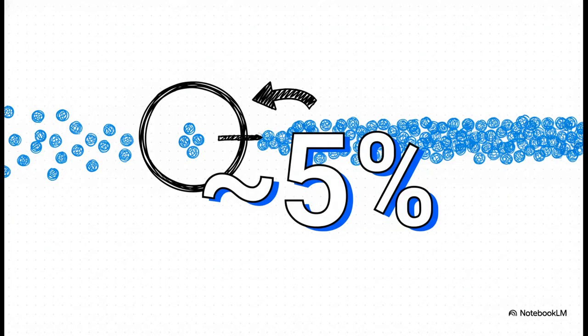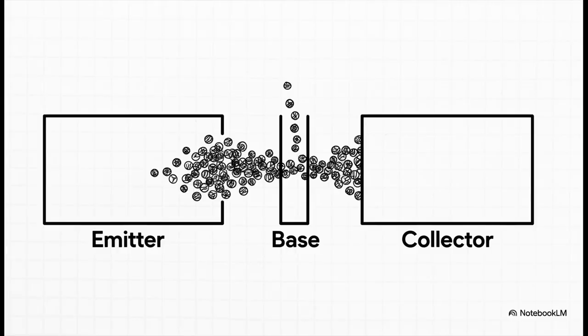You have to wonder, how many of them actually get stuck in the base, in the gatekeeper region? You'd be amazed. It's an incredibly small amount. We're talking only about 5%. And that right there, that's the whole point. It means that over 95% of the electrons that start at the emitter make it all the way to the collector. Think about that. A teeny tiny current in the base is controlling a massive current flowing through the main path.